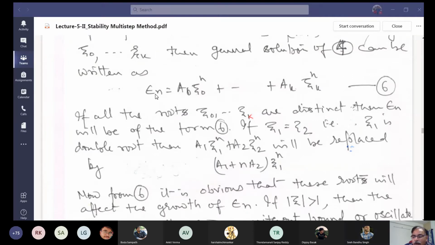Now, if all the roots are distinct, what will happen? If the magnitudes of the xi i's are strictly less than 1, then the errors are in your control. That is the condition: if all the roots are distinct, they should lie inside the unit circle. Magnitude of xi less than 1 in the complex plane means what?